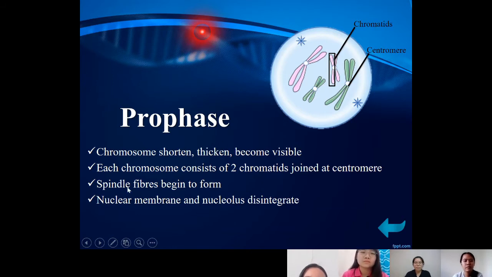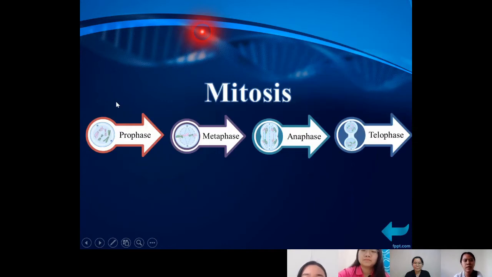So spindle fibers will be formed, and the nuclear membrane will disintegrate. Do you know what is meant by disintegrate? Anyone know? Something like disappear? Yeah, something like disappear. The nuclear membrane will disappear in the prophase. So you need to remember, in the prophase, what will disappear is the nuclear membrane and the nucleus. So this is the prophase.